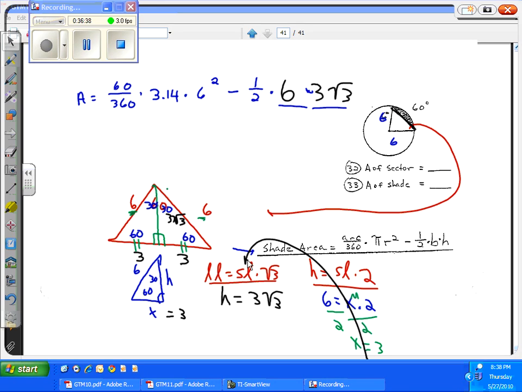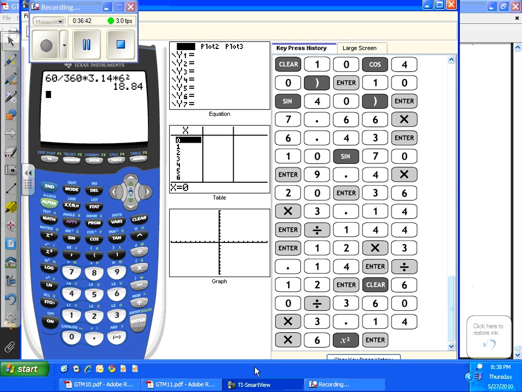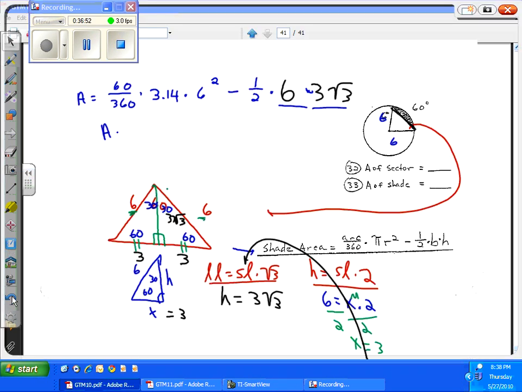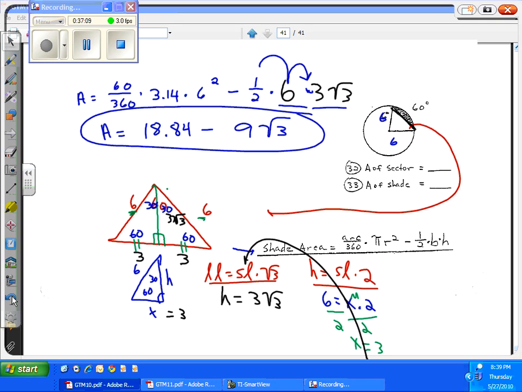So we're going to do the 60 divided by 360 times pi times radius squared. It's what the area of the sector was, which is the 18.84. Minus the area of the triangle. Half of 6 is 3 times 3 is 9 square root 3. And so there's the area of the shaded region.